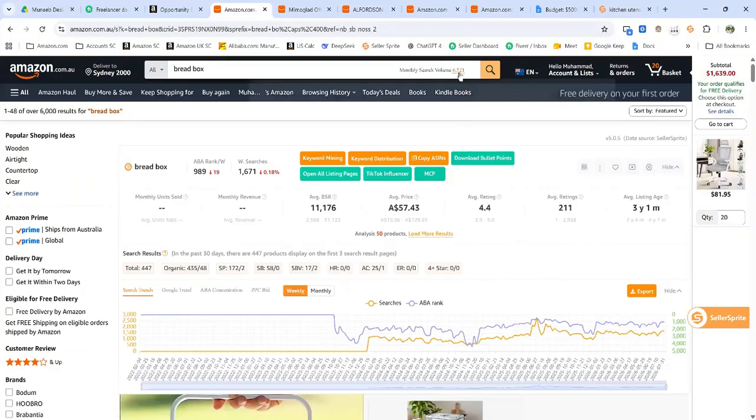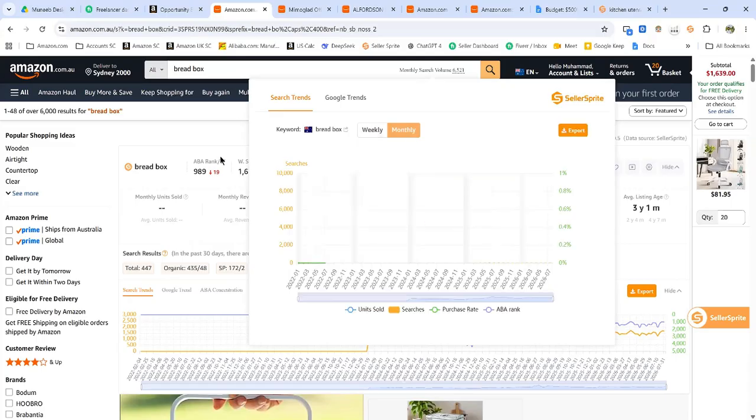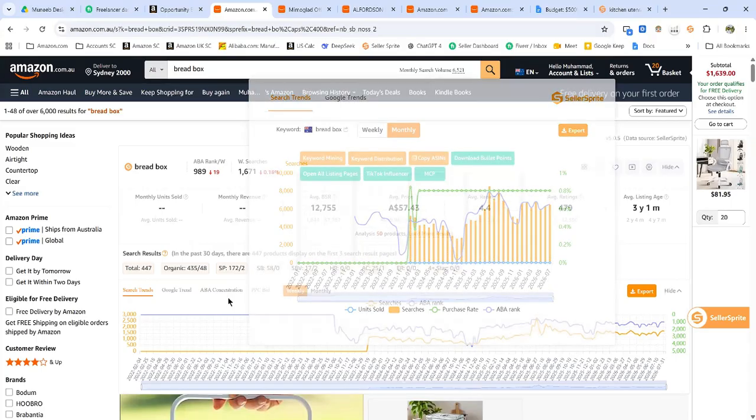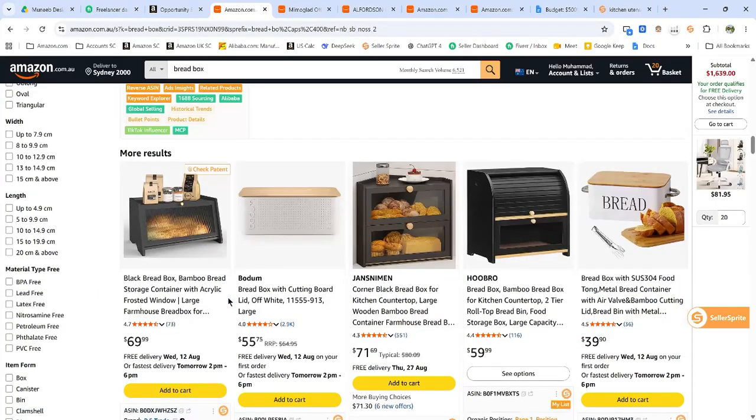Anyways, it's also got a good search volume. But it's a bit of a bulky product, so usually.